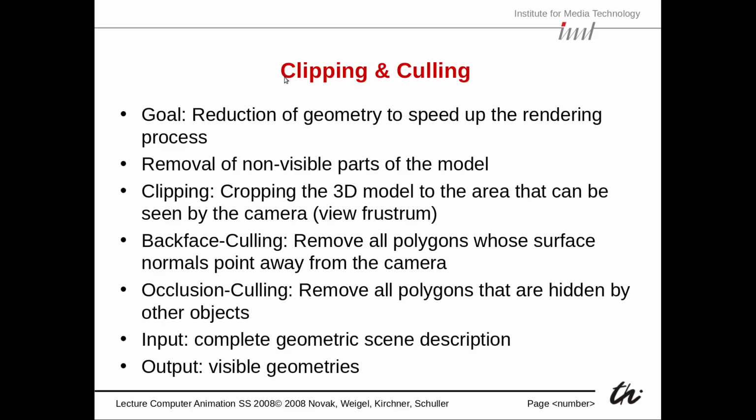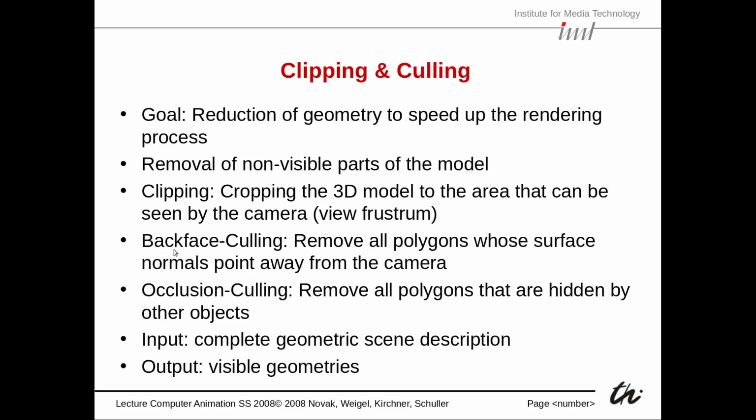So clipping and culling is part of getting rid of information which we don't see. So here the goal is reduction of geometry to speed up the rendering process and the removal of non-visible parts of the model. Clipping here is the cropping of the 3D model to the area that can be seen by the camera, called the view frustum.